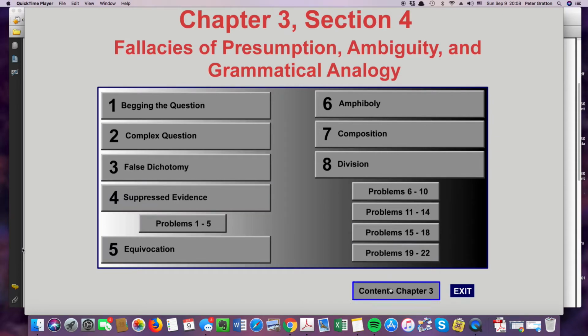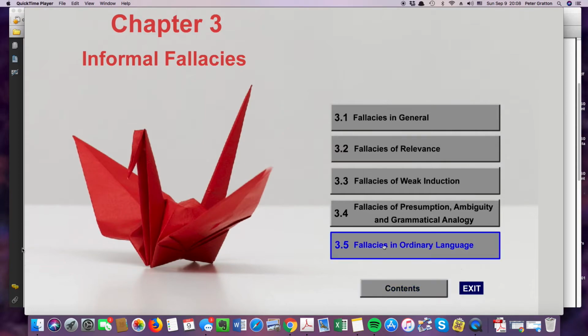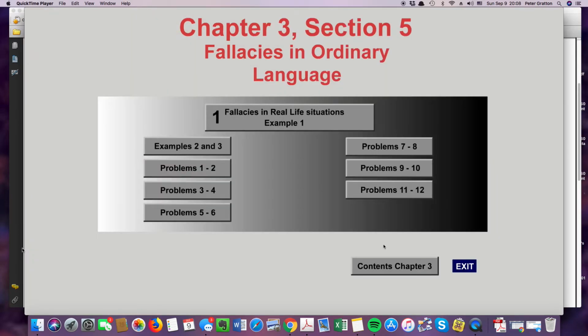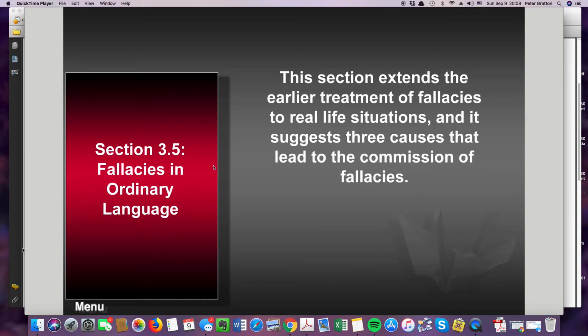Okay, so let's look back at the contents of chapter 3 and go to fallacies in ordinary language. This section extends the earlier treatment of fallacies to real-life situations, and it suggests three causes that lead to the commission of fallacies.